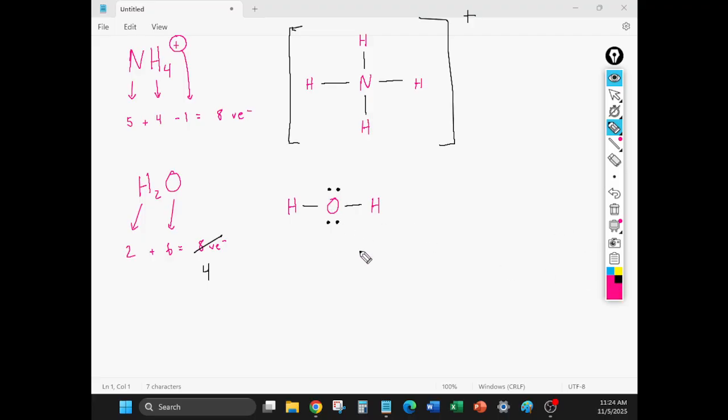So this is where a little bit of new vocab comes out. So these lines, they represent 2 bonding electrons, right? But these dots right here, these are called lone pair electrons. So if we are analyzing oxygen, what we can say is that oxygen has 4 bonding electrons and it has 4 lone pair electrons.